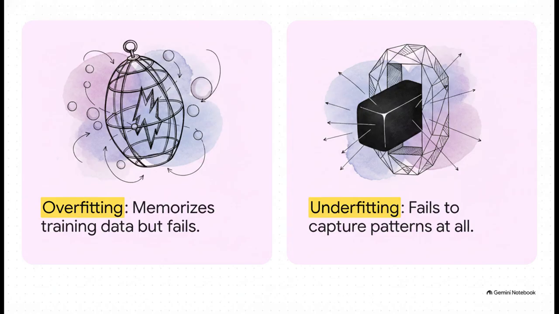Now, if those settings are wrong, you're going to hit two main failure states. Overfitting means the model memorizes the training data perfectly, but fails completely in production when it sees new data. Underfitting means it fails to capture any patterns at all. To fix these, engineers use tools like regularization and cross-validation to ensure the model generalizes safely out in the real world.